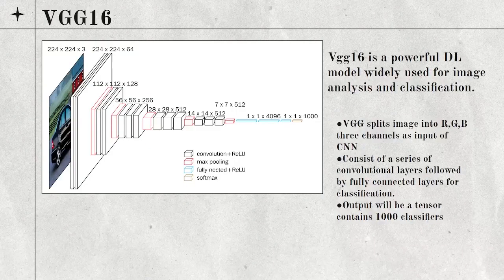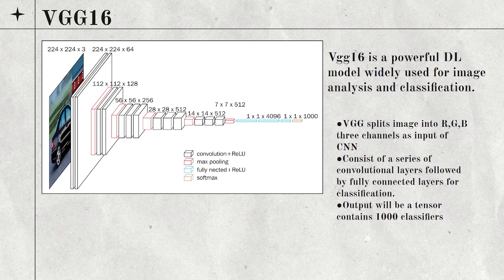I'm going to introduce the description of the VGG architecture that we have used in this project. VGG is a CNN architecture designed by the University of Oxford. As shown on the left of this image, it consists of 5 blocks and 3 fully connected layers. The input image will be divided into RGB 3 channels for training. The final output will be a tensor with 1,000 classes, and each class represents a specific category.